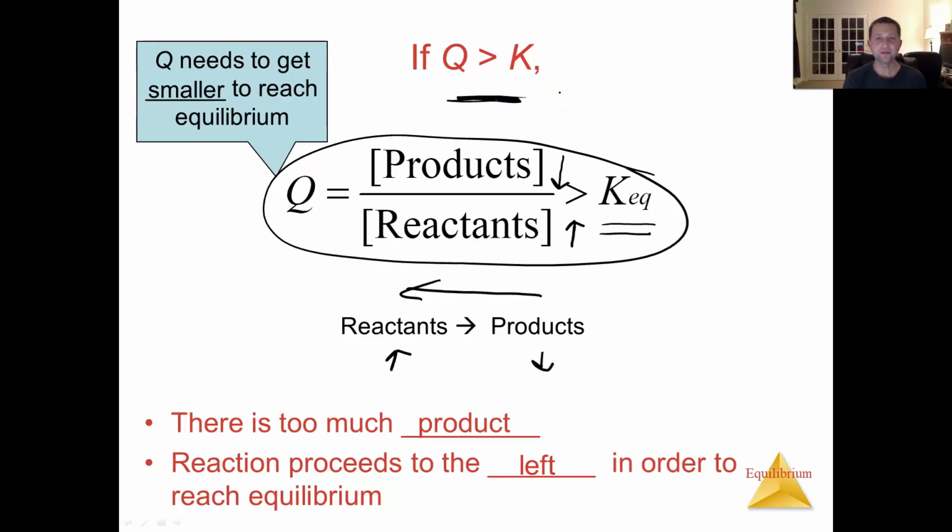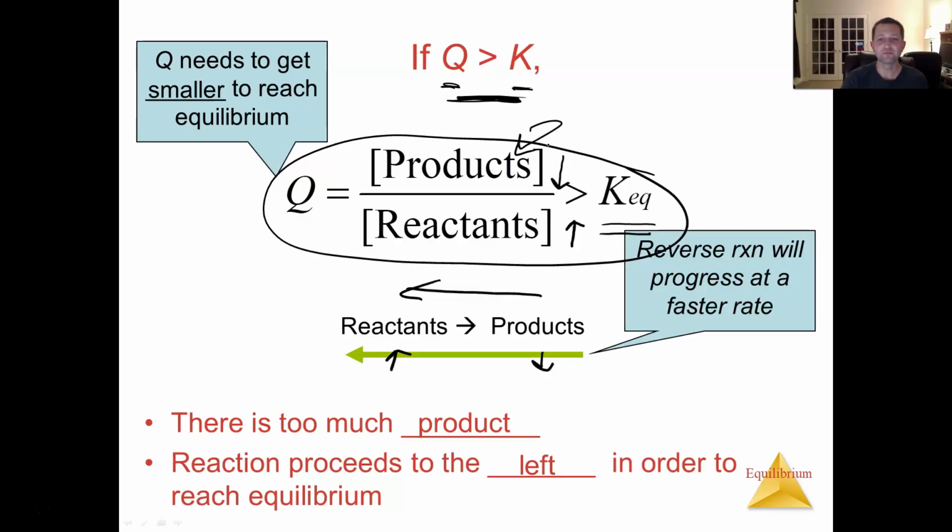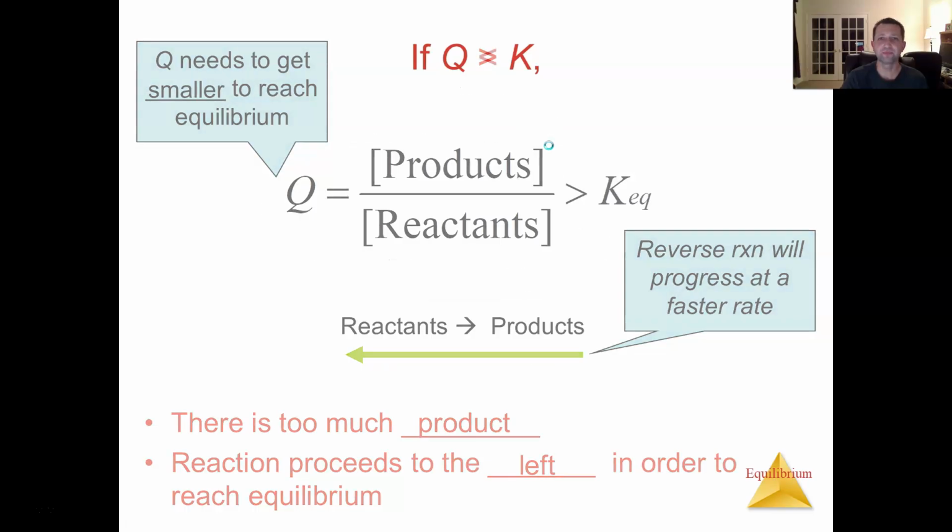But honestly, if you just think about it a little bit and know how to do a little math, you could say, my current ratio is too big. How do I make my ratio smaller? It all goes back to the foundational knowledge that your equilibrium expression and your Q expression are products over reactants. What can I do mathematically to modify that? So the reverse reaction will proceed at a faster rate to reach equilibrium.